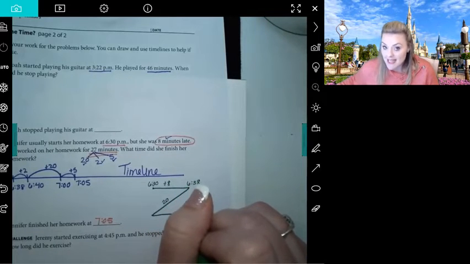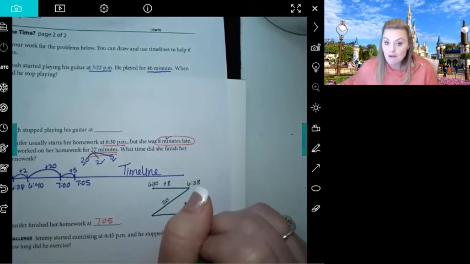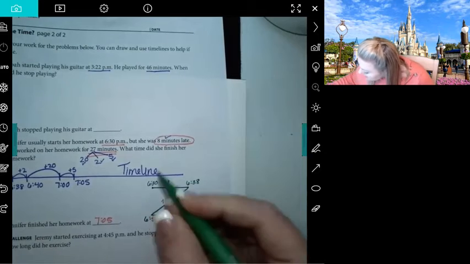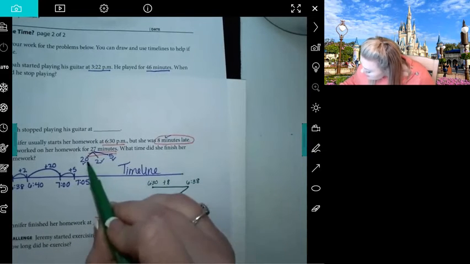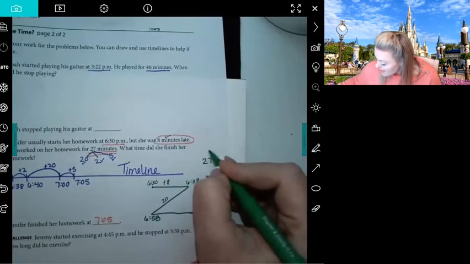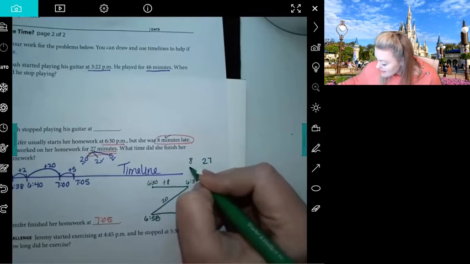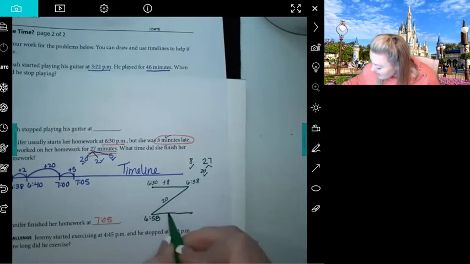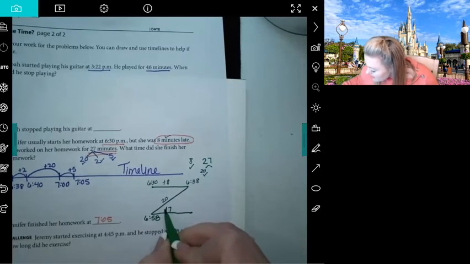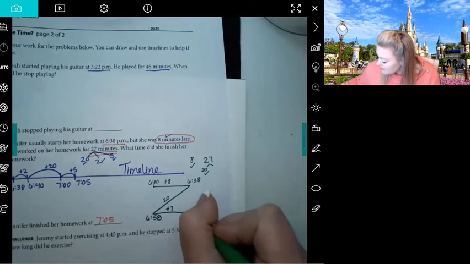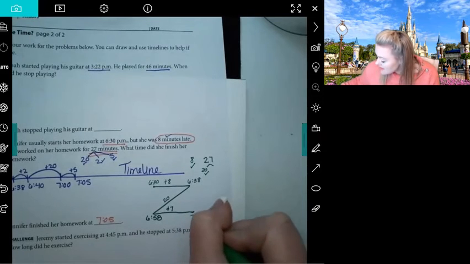So 38, count by 10s, 10 more is 48, and 10 more would be 58. So I'm at 6:58. That's our 8 minutes and our 20 minutes, and now I'm just going to do the 7. So let me show you how I'm breaking this 27. I also had the 8 in here. So 8 minutes late, done. We did 20 minutes of homework, done, and now we're going to add 7 minutes to this. So 58, count on, 59, 60, so we're at 7 o'clock, and then 5 more, 7:05. And then this is your end time.